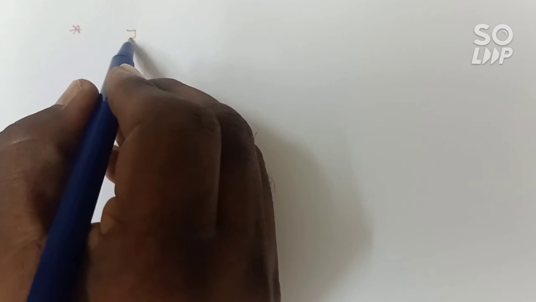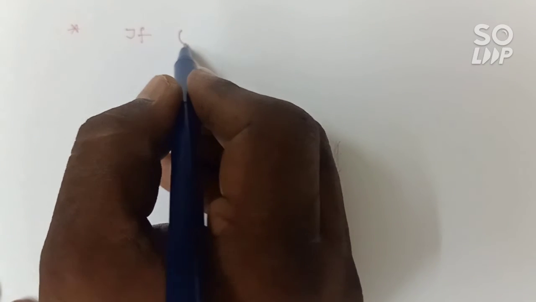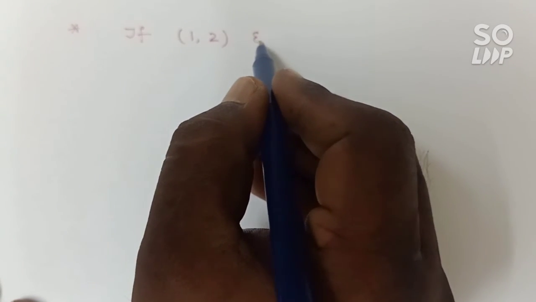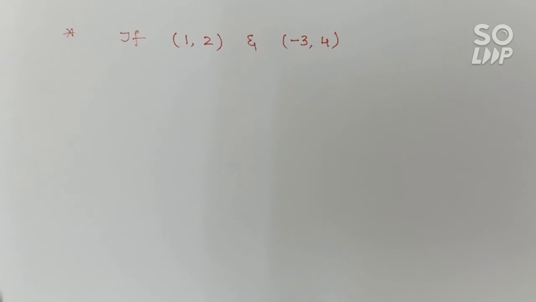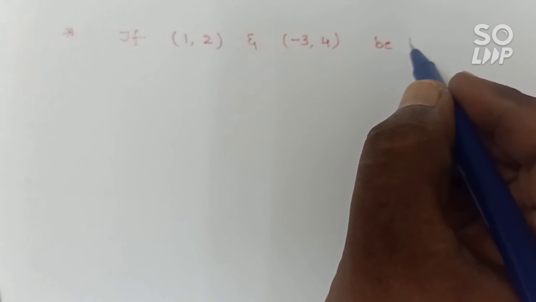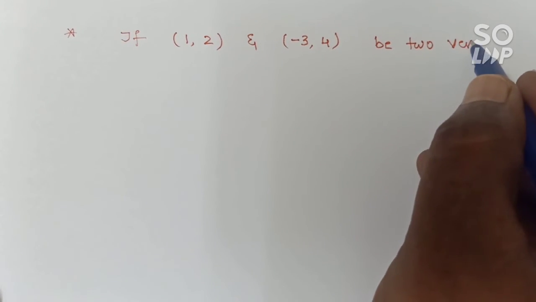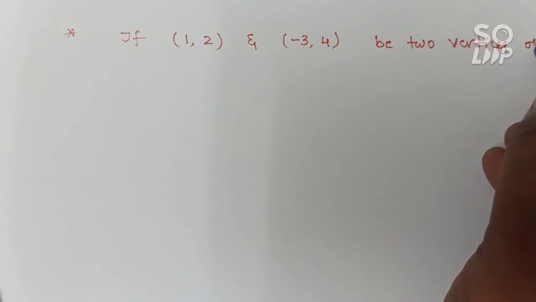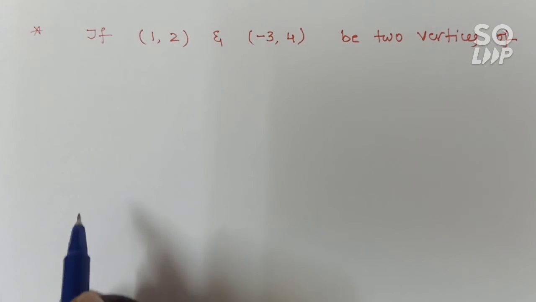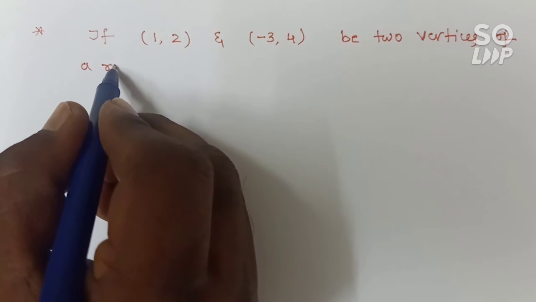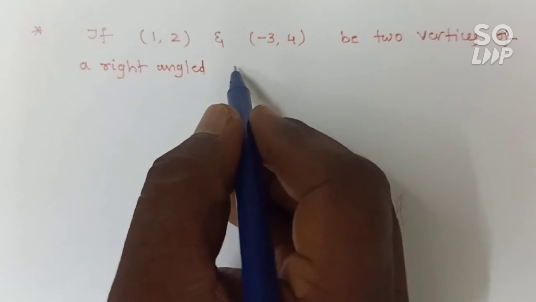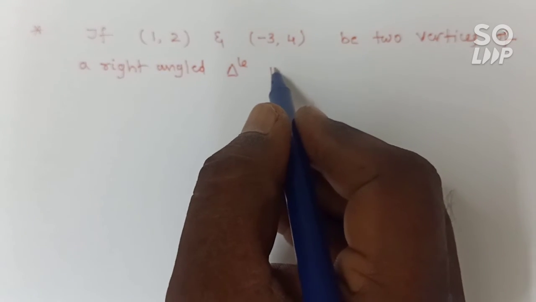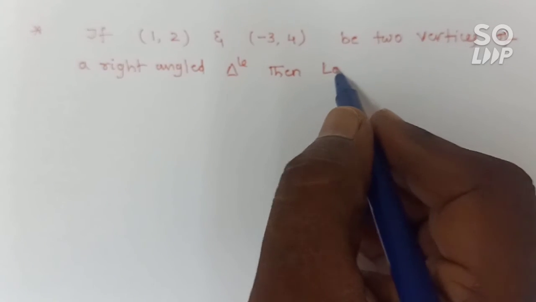See, one more example. Find the locus of the right angled vertex if (1, 2) and (minus 3, 4) are two vertices of a right angled triangle.